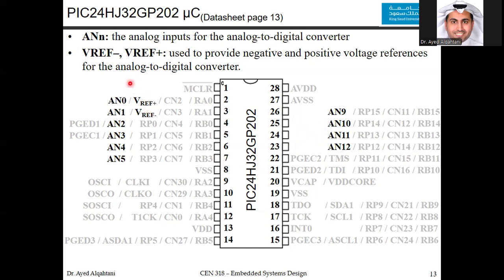We also here have the V reference, plus and minus. This is the reference voltage when you convert from analog to digital. So we actually need to specify them. Usually we make the V reference plus some voltage, maybe 5, maybe 3.3 volt, maybe more or less. But the V reference minus, usually we make it 0.